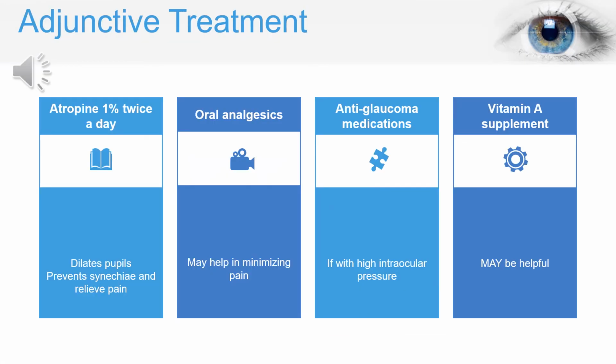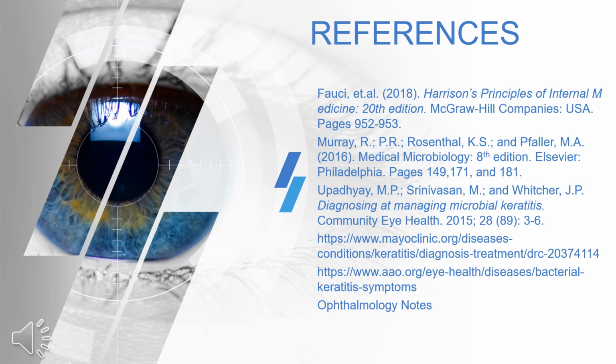Adjunctive treatment can also be given. These include the following: atropine, which would help in dilating the pupils and preventing synechiae to lessen the pain. Oral analgesics, which would also help in minimizing the pain. Anti-glaucoma medications if with high intraocular pressure. And vitamin A, which may, emphasizing on the word may, be helpful, especially in countries where vitamin A deficiency is prevalent. These are my references for my report.